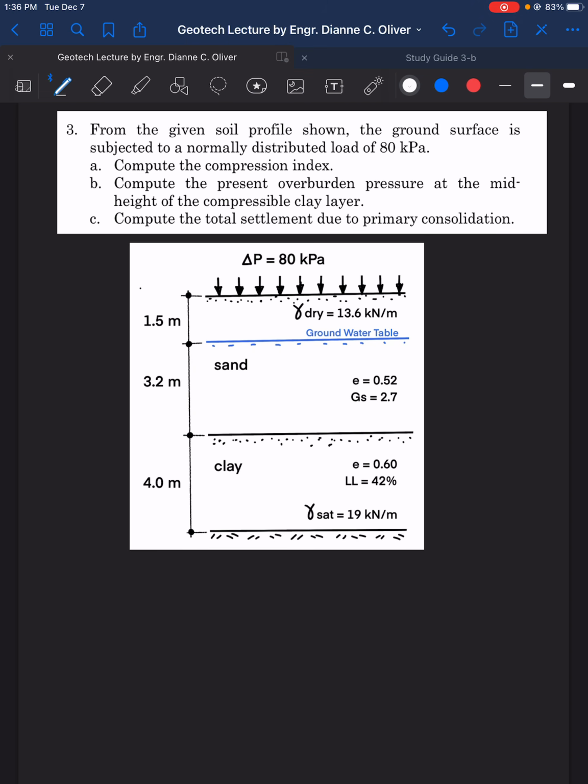Okay, so let's start with number 3. From the given soil profile shown, the ground surface is subjected to a normally distributed load of 80 kilopascal. So here is the normally distributed load of 80 kilopascal, and this 80 kilopascal is our delta P.